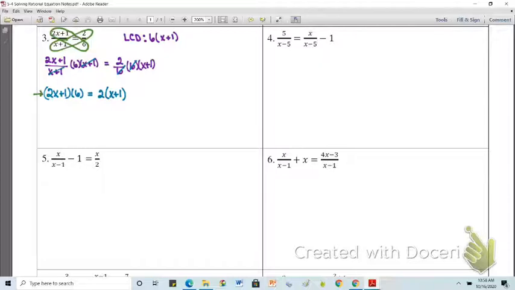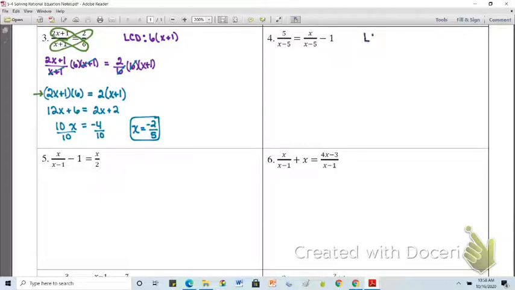So getting back to our math, we're going to distribute. So I get 12x plus 6 equals 2x plus 2. Take x's to one side and numbers to the other. We can divide both sides by 10. We always reduce our fractions. So x equals negative 2/5. Again, I look, does it make either of my denominators 0? No, it does not. Let's move on to number 4.